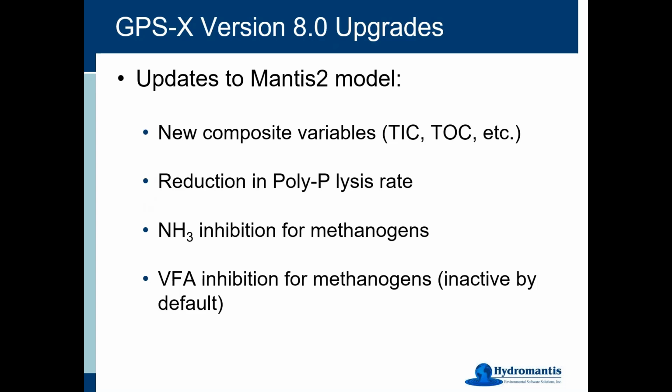And lastly, as we always do as things go forward in time, we make changes to our models based on our own experience using the models in our own projects. So a few updates that you'll see to the Mantis 2 biological model matrix itself is we've added a number of new composite variables. So you'll see things like total inorganic carbon and total organic carbon, and now those are outputs that you can plot everywhere. We made a slight reduction in the poly-P lysis rate based on our experience over a number of projects recently. And we've added 2 new features for methanogens, one being ammonia inhibition and the other being VFA inhibition for the methanogens. That last one by default, though, has a very high value for the inhibition constant, meaning that it's kind of turned off by default. If you want to activate that, you can lower that number from 1,000, which is where it's at now, down to something like 100 or 10 or whatever you like, to bring that inhibition to light and apply it to those methanogens.